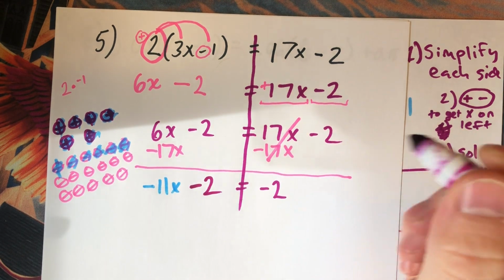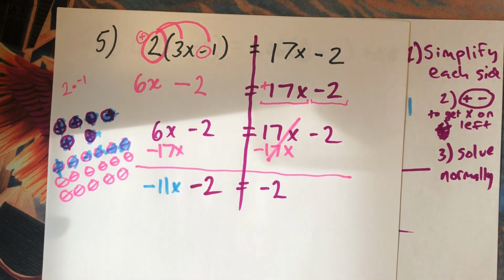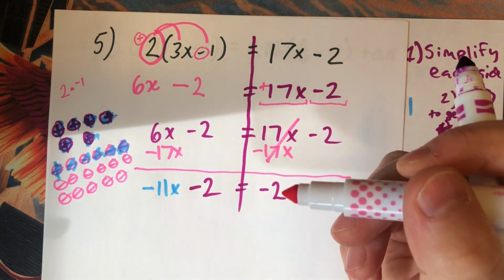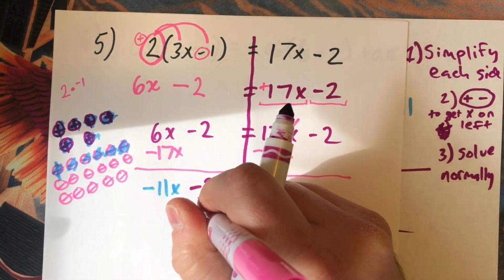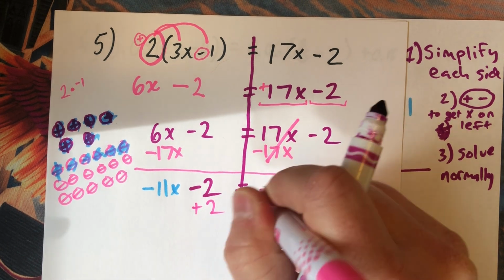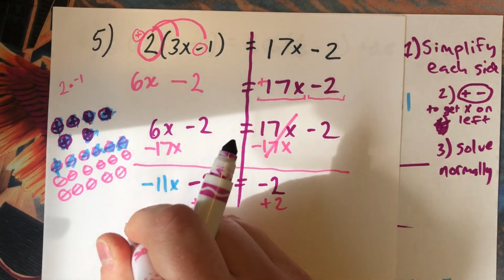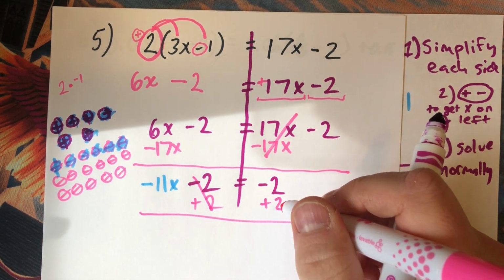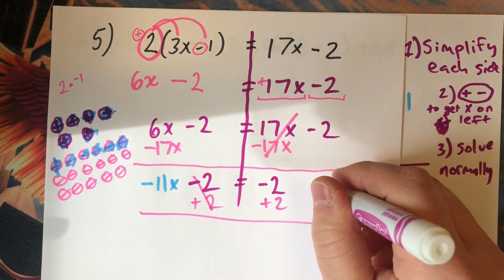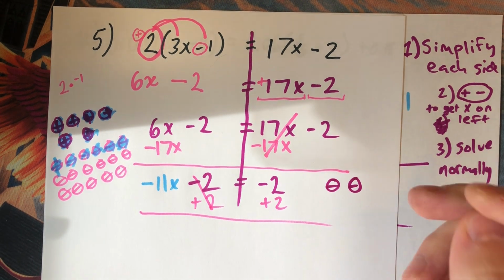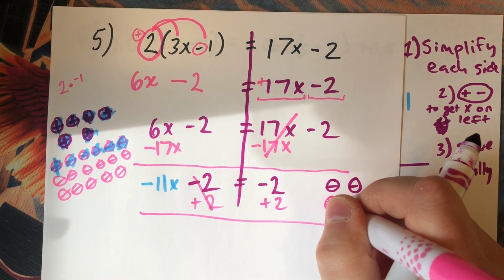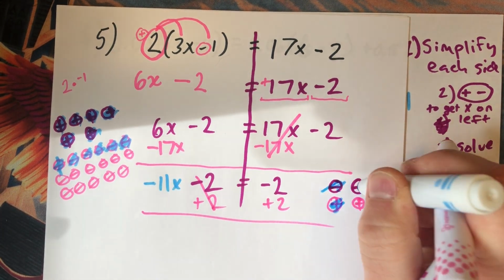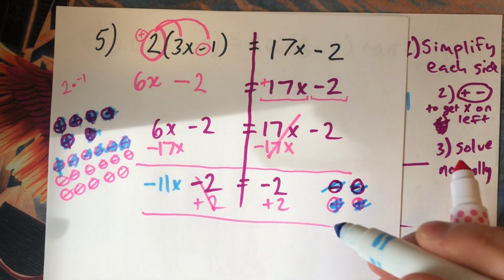The minus 2 is just chilling. So now, negative 11x minus 2 is equal to negative 2. We'll just solve like we normally do. Well, it's a minus 2, so I'll add the 2 to both sides. Cancels. What's negative 2 plus 2? Well, if you're not sure, I have 2 negatives, 2 positives. Wait a minute. I ran out. I'm completely out.